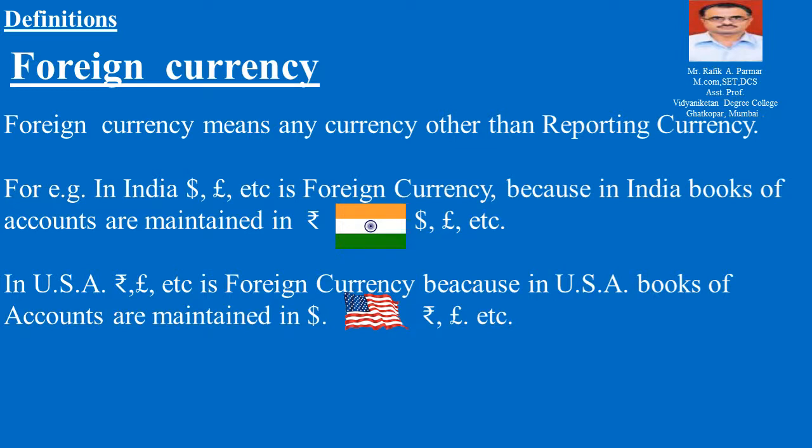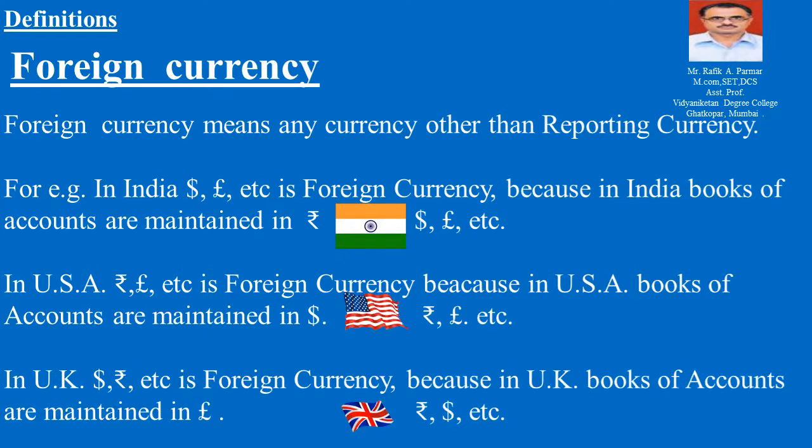Similarly, in USA, rupees, pound, etc. is foreign currency. Why? Because in USA, books of accounts are maintained in dollar. So for USA, dollar is the reporting currency and remaining currencies like say rupees, pound, etc. are foreign currency for USA. Similarly, in UK, dollar, rupees, etc. is foreign currency because in UK books of accounts are maintained in pound. So for UK, pound is the reporting currency and remaining, that is rupees, dollar, etc. is the foreign currency for UK.